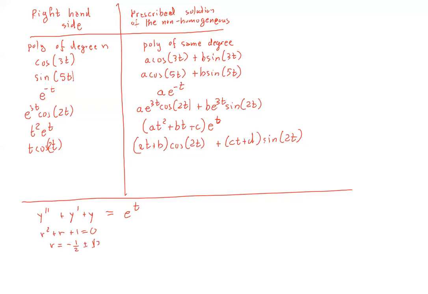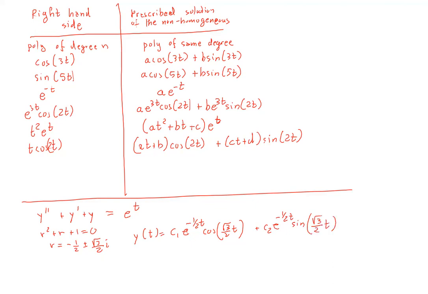The solutions are negative 1/2 plus or minus square root of 3 over 2 times i, right? That's the solution. And this means that the solution of the homogeneous is going to be C1 e to the negative 1/2 t cosine of square root of 3 over 2 times t plus C2 e to the negative 1/2 t sine of square root of 3 over 2 times t.